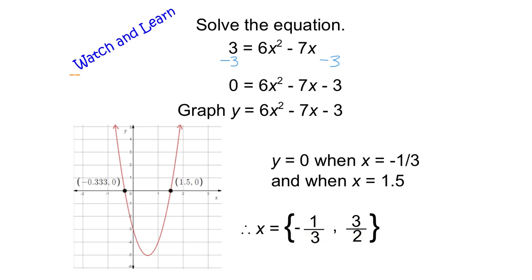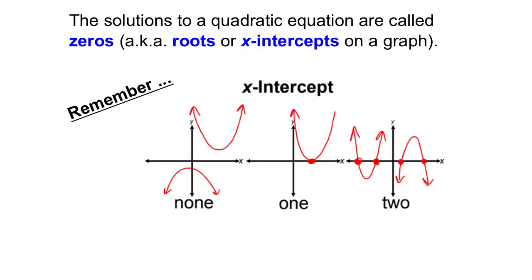Notice I'm using my set notation with the curly brackets. x is equal to either of these answers. So yes, I've solved the equation and there's more than one answer. But that's okay, because remember, you can have more than one x-intercept. You can have more than one answer to an equation.